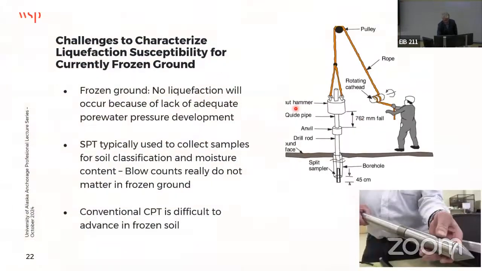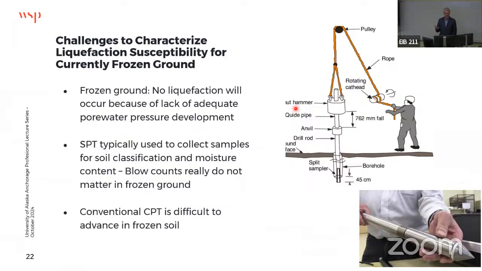So kind of back to our poor guy pulling on the cat and rope system. In frozen ground, we typically assume that we don't have a liquefaction hazard. And that's due to the fact that our pore pressure is locked up, it's frozen, right? We'll still collect our SPT samples, but we do that because we're trying to get samples out of the ground. And then conventional CPT, the Russians push a lot of CPT.